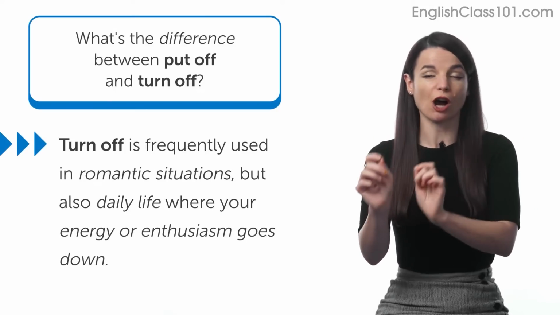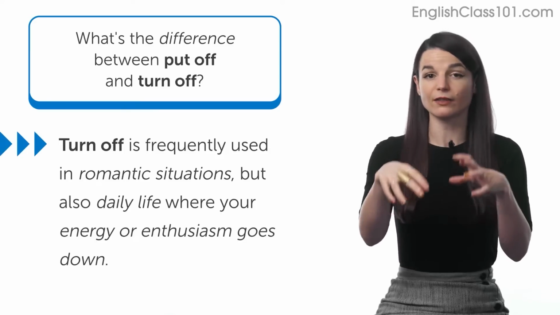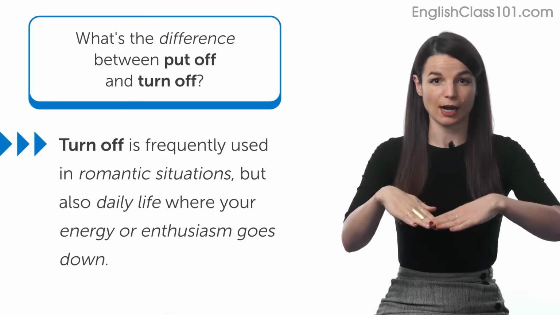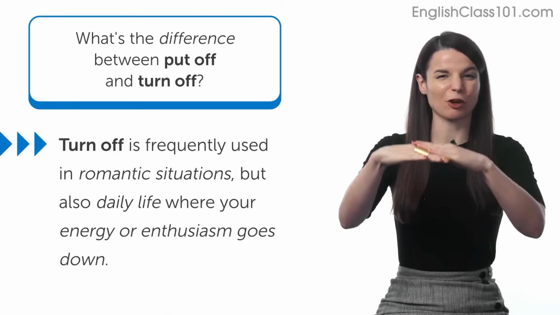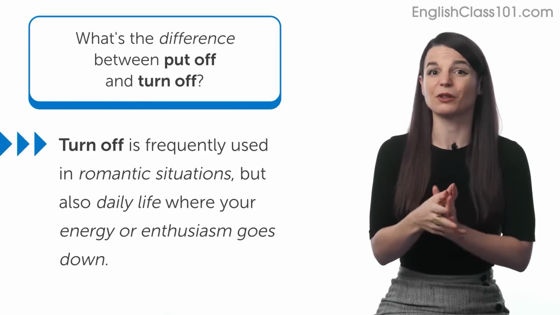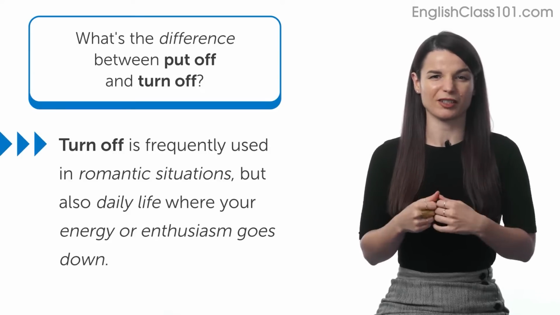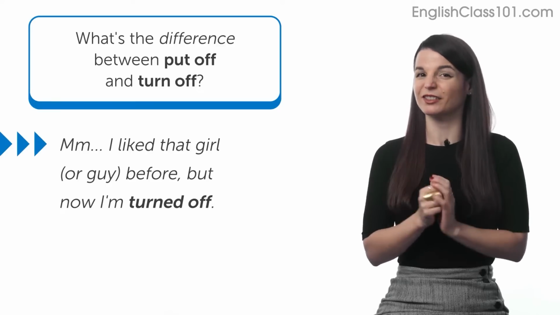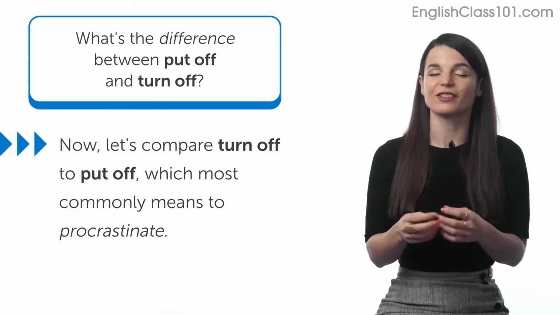So this turn off is often used in romantic situations, but it can also be used to talk about daily life situations as well, where your energy or your enthusiasm for something goes down. So you can kind of think of it as like your personal emotional power kind of goes down after you learn something unpleasant or something maybe is not so good about the situation. So we use this a lot in romantic connections. When you learn the other person has a bad habit, you might say, I liked that girl before, or I liked that guy before, but now I'm a little turned off, which means you're not so excited about that person. Let's compare this to put off.